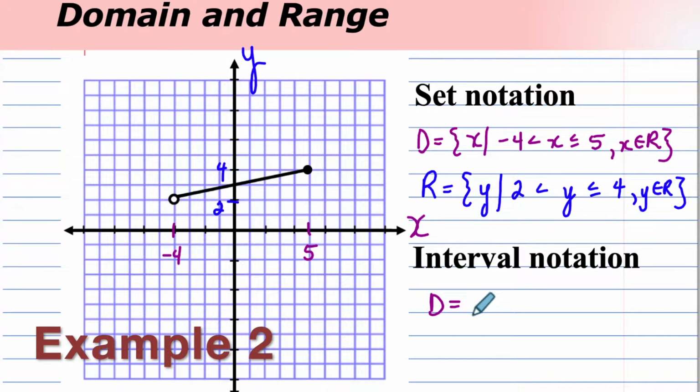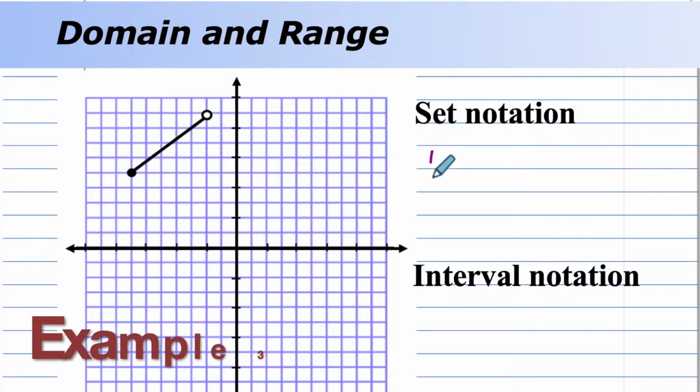Interval notation, we go from -4 to 5. 5's included, -4 is not, and the range will go from 2 to 4. Include 4, but don't include 2. We start with the domain by looking at the x values. Start our walk from here and end right here.